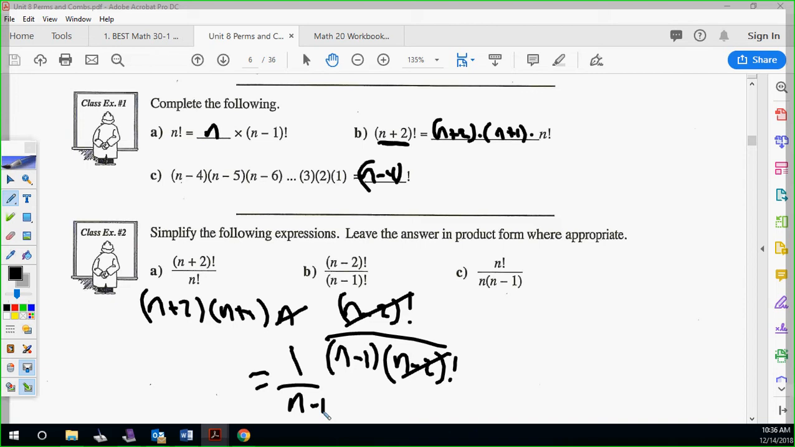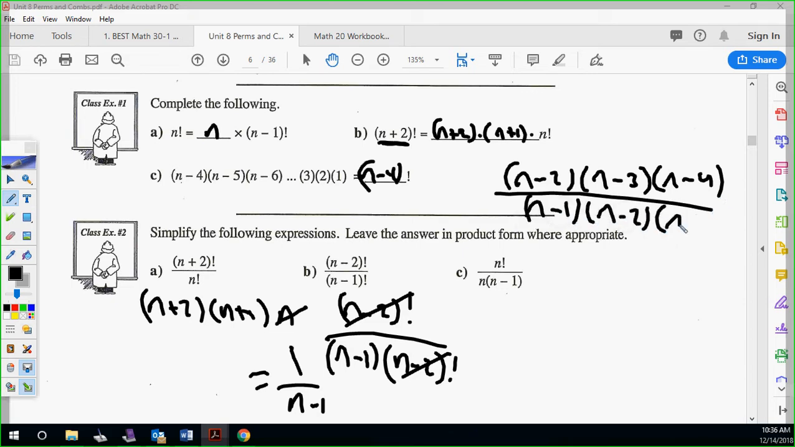Why is it the top n minus 2, n minus 1, n, and the bottom n minus 1, n? So the top would be, if you did it out, n minus 2, n minus 3, n minus 4. You're minusing 1 to the group. The bottom, if we do it out a little bit, is n minus 1, n minus 2, n minus 3. So you see, this is where they pick up. They keep canceling all these. This is all that's left. But you have a 1, because there's nothing up there.